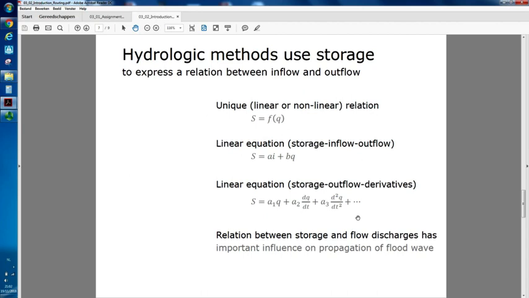So those are more typical equations for a storage equation, which will give you a relationship between the storage and inflow, outflow, or one of those two or the two together. And the relation will actually be important for the influence on the propagation of the flood wave. And in that way we can calculate then the outflow discharge or the inflow based on the inflow discharge and then the storage.